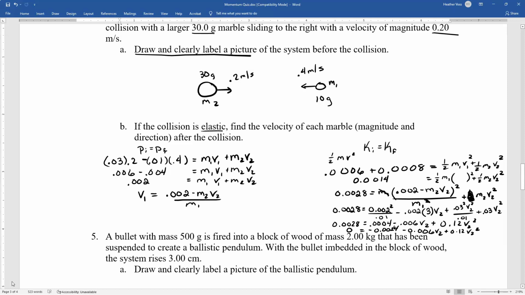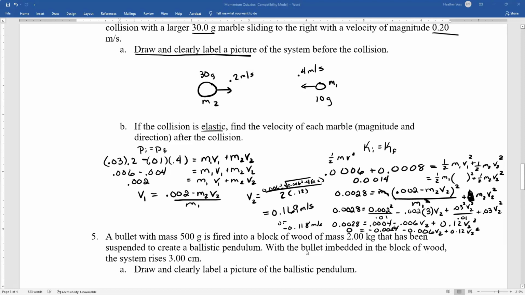Now for the quadratic formula, that's going to tell me that V2 is going to equal negative B, so that's 0.006, plus or minus the square root of that value squared minus 4 times AC, all over 2 times A, so 0.12. So I'm going to plug these values in my calculator and we're going to see what comes out. Okay, so when we do the quadratic formula, we get two solutions. So we have this option and we have this option.